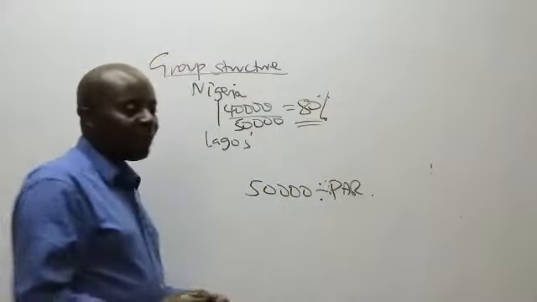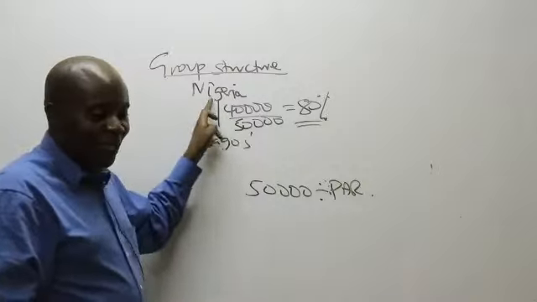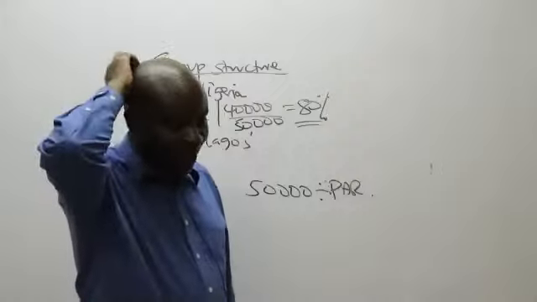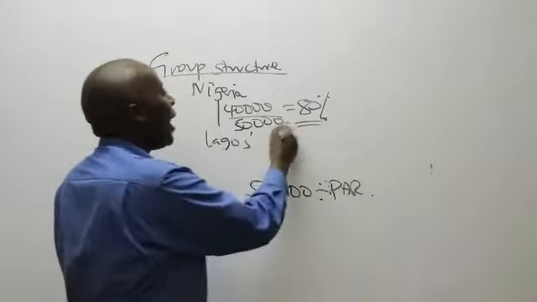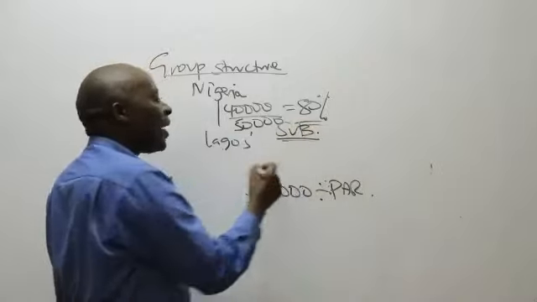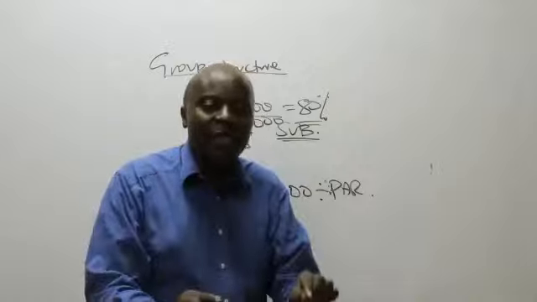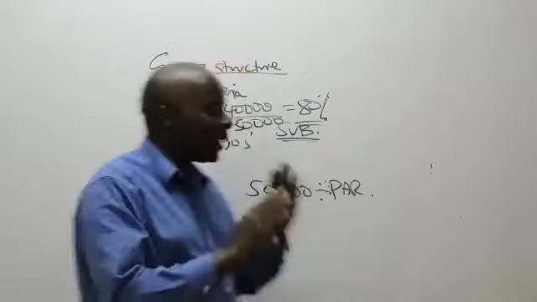So 80% shareholding, then automatically, ladies and gentlemen, Lagos becomes who to Nigeria? 80% is quite high. It becomes a subsidiary. And if it becomes a subsidiary, then the first thing that I will do is look at the balance sheet of the subsidiary. That is the next step.